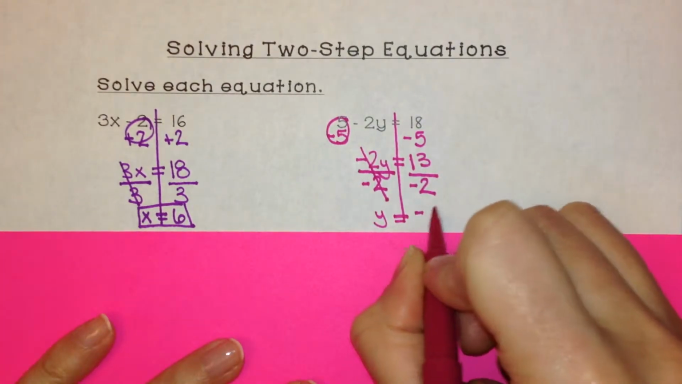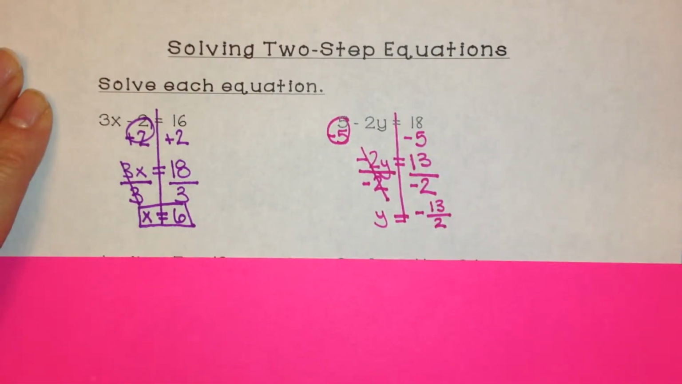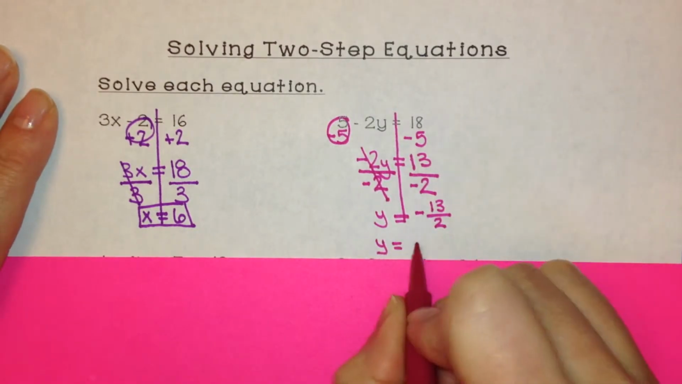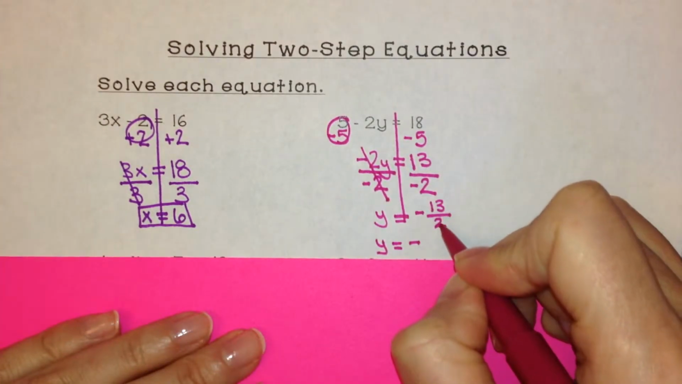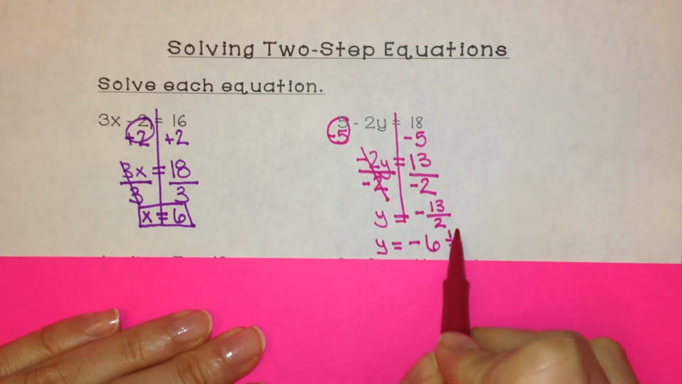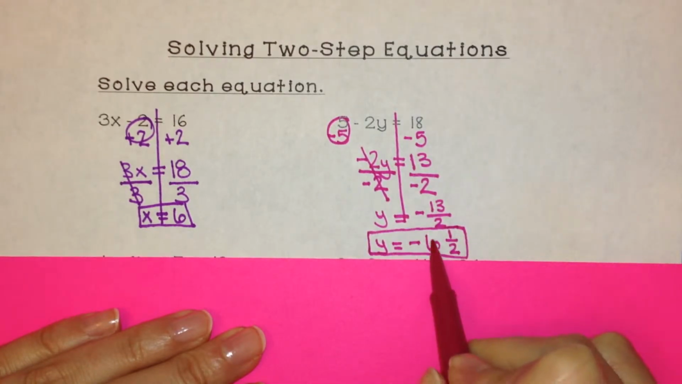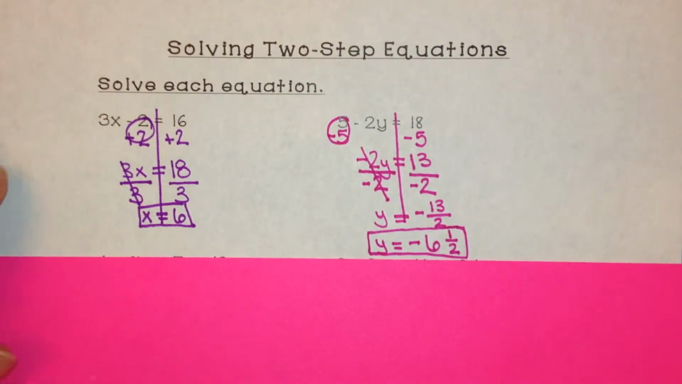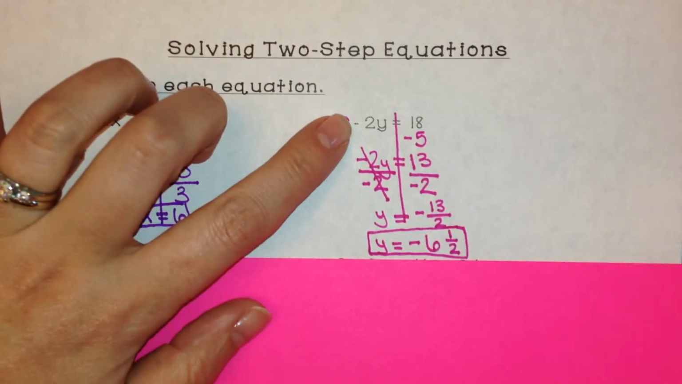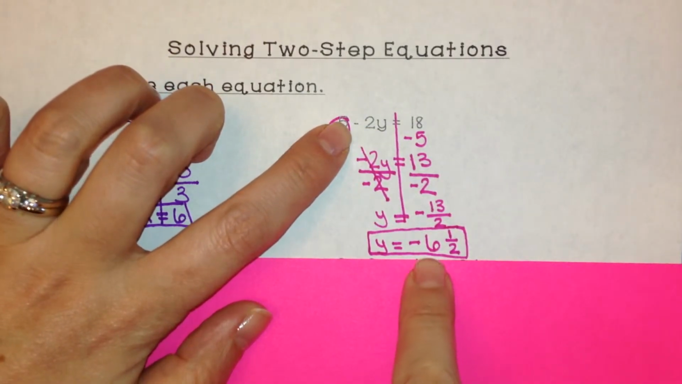All right, so I can write this as negative 13 halves, which I do need to reduce. y equals negative 13 halves. I can reduce to 6 1/2. And make sure when you're writing it that negative goes out in front of the whole number. Don't stick it behind with the fraction. Make sure it's out in front of the whole number. Negative 6 1/2. And I can plug it back in. All right, negative 2 times negative 6 1/2 leaves me with 13.